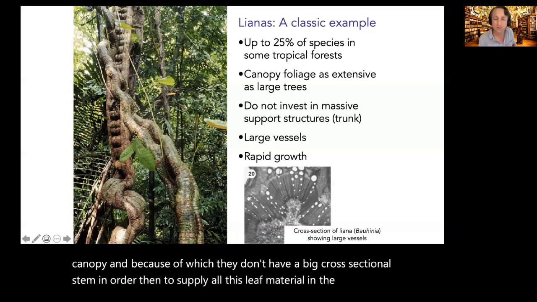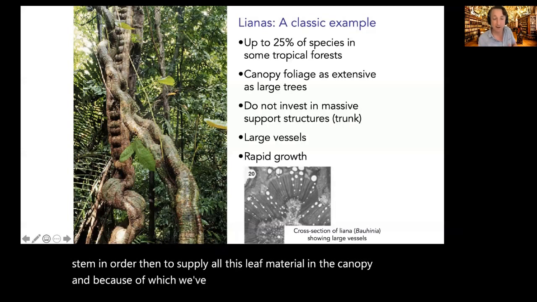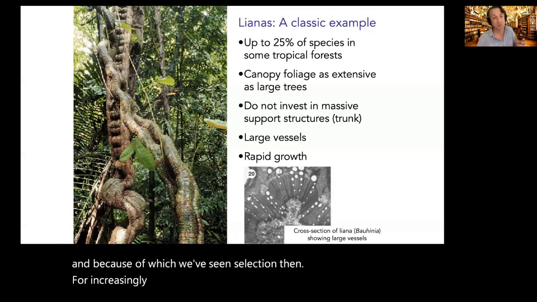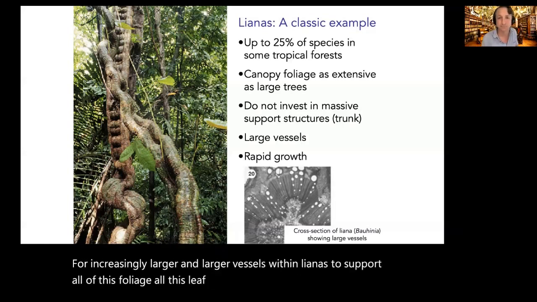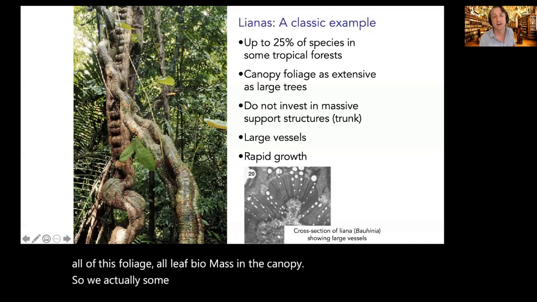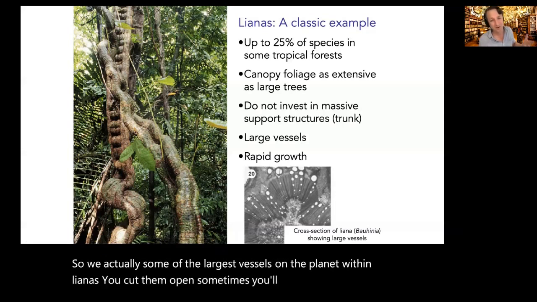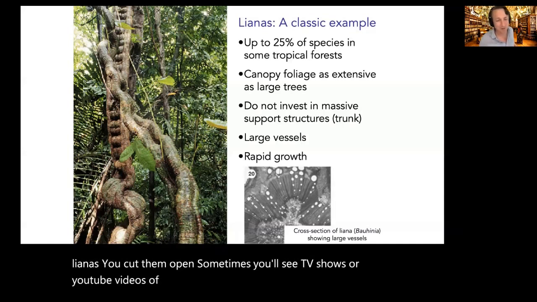And because of which, we've seen selection for increasingly larger and larger vessels within lianas to support all of this foliage, all this leaf biomass in the canopy. So we actually see some of the largest vessels on the planet within lianas. If you cut them open, sometimes you'll see TV shows or YouTube videos of intrepid tropical explorers slicing open a liana stem and drinking water out of them. You can actually do that.